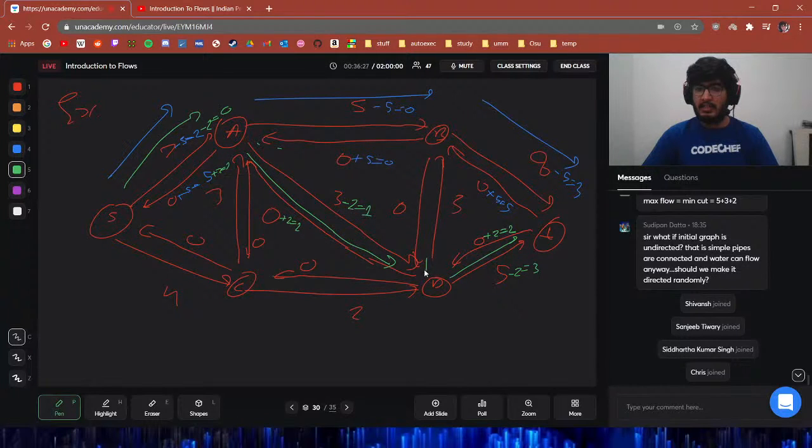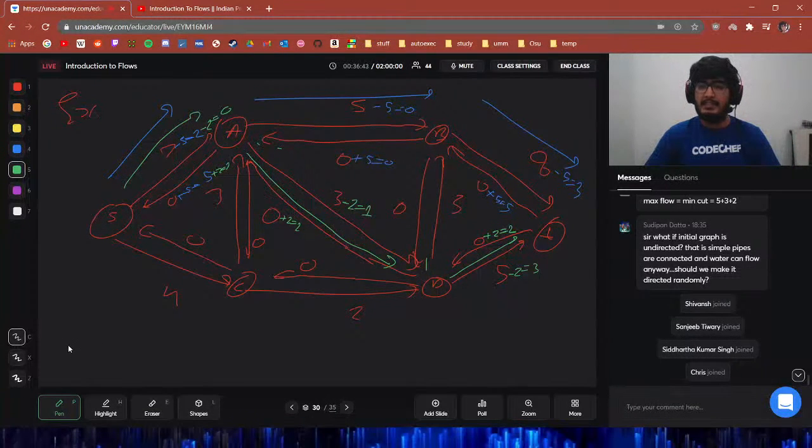Sir, what if the initial graph is undirected? That is, simple pipes are connected and water can flow any way. Should we make it directed randomly? No, we shouldn't direct it randomly. I'm going to talk about that in 1 second. First, let me check out this example, right?